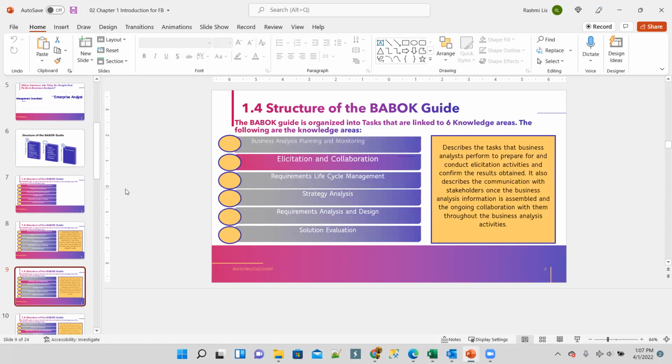The BABOK guide does not put a lot of emphasis on the word planning, but they definitely do talk a lot about approaches and how to approach certain things. Just something to keep in mind as you move along.